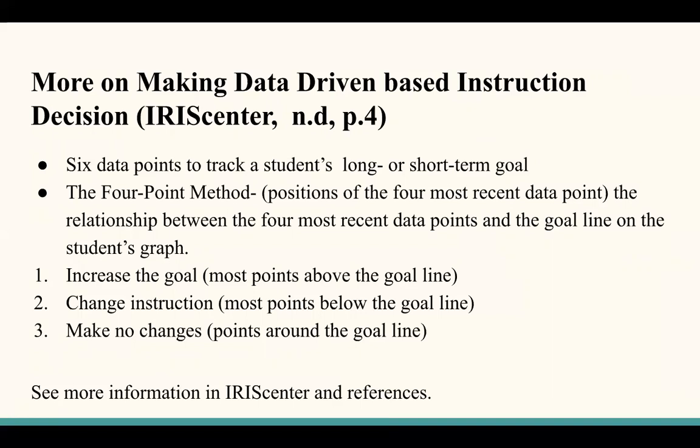The second possibility is changing instruction. If most points are below the goal line, the student is not making progress. In this case, the teacher should try a different instructional approach and continue to collect data to see if the instructional change helps the student make progress.